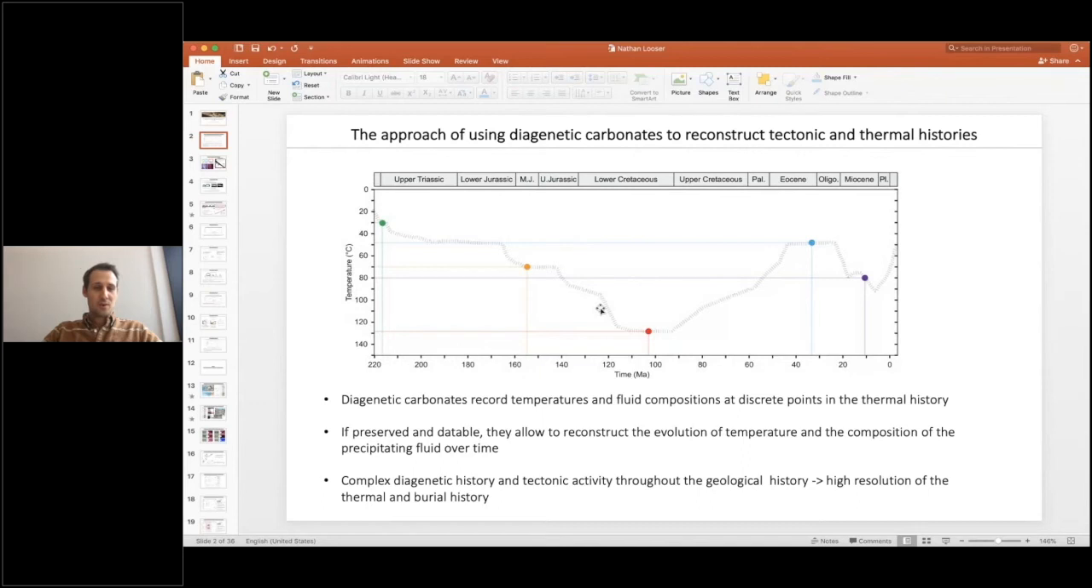And that's also an important advantage of diagenetic carbonates compared to other thermochronometers such as apatite fission tracks or vitrinite reflectance, because these values here are discrete points in time, whereas the other ones give you more of an integrated signal.